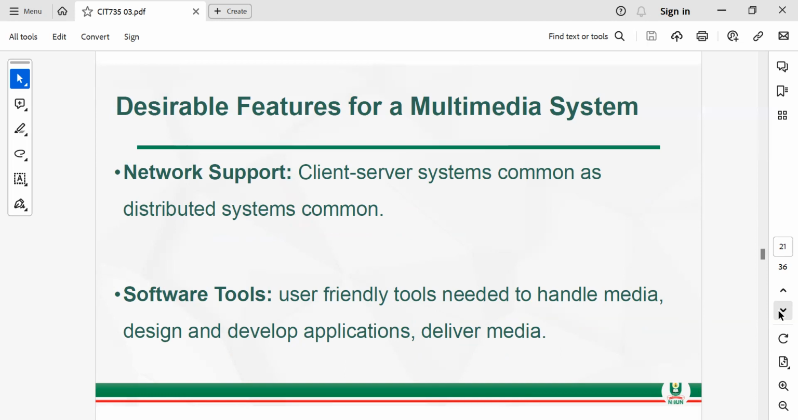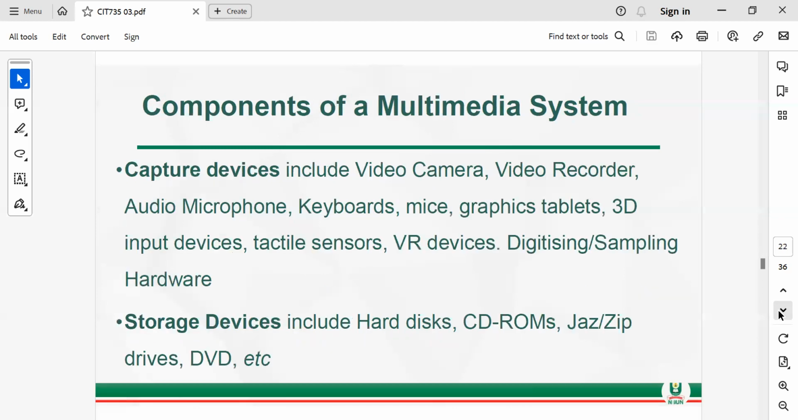Then you also need software tools, which are user-friendly tools that are needed to handle media, design and develop applications, and deliver media. So when you are talking about Windows Media Player, Boom Player, and most of these modern media players, they are actually software tools that help you to handle media, design and develop applications, and also deliver your media. Because your Windows Media Player can also be used to design, develop applications, and also develop your media so that it comes out the way you want it.